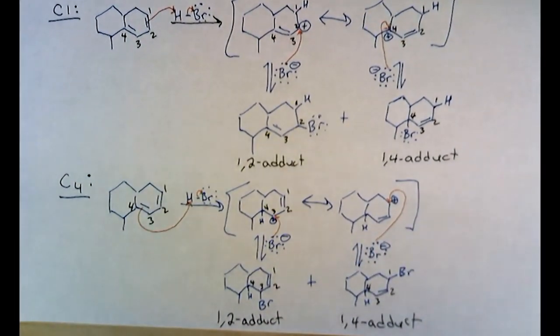Therefore, with an asymmetric conjugated diene substrate, like 1-methyl-hexahydronaphthalene, we can form up to 4 possible products by the formation of 1,2 and 1,4 adducts at either end of the conjugated diene.